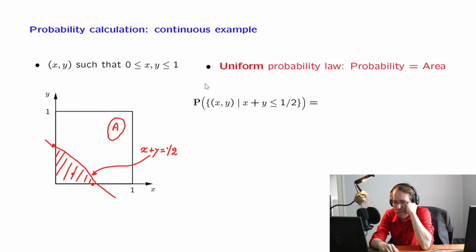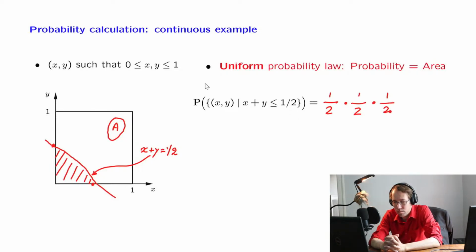We have assumed that probability is equal to area. Therefore, the probability we're trying to calculate is the area of a triangle. And the area of a triangle is 1/2 times the base of the triangle, which is 1/2 in our case, times the height of the triangle, which is again 1/2 in our case, and the end result is 1/8.